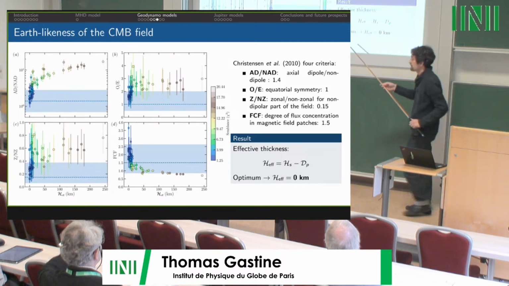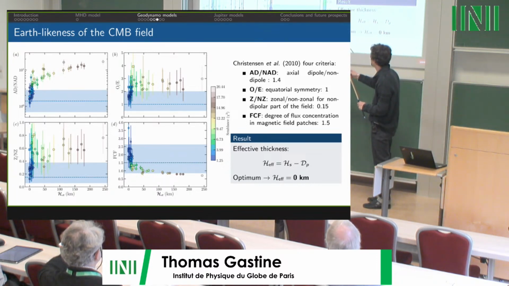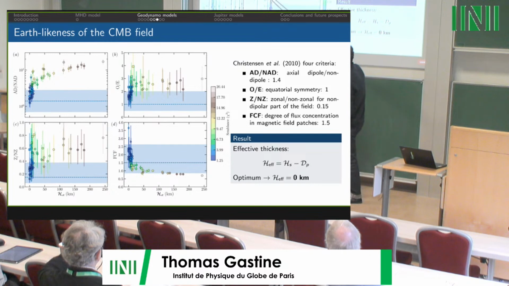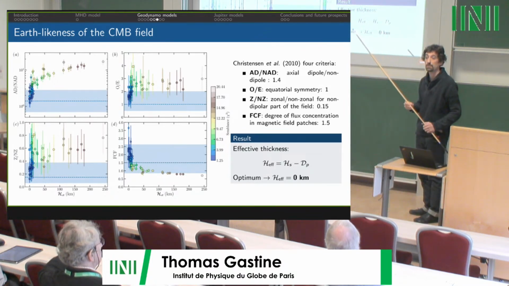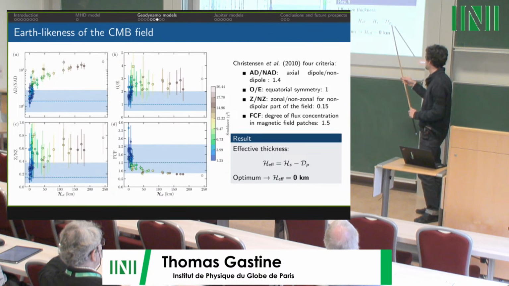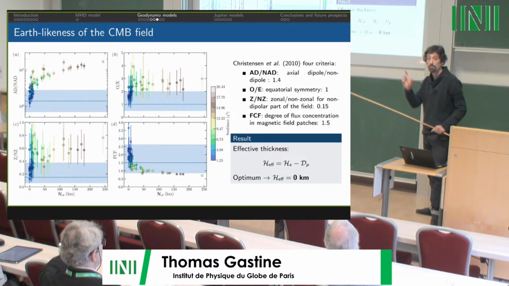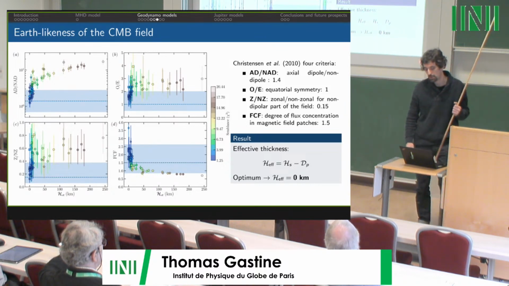And so all the best Earth-like models are blue here. And you see that for all individual rating parameters, the best fit is obtained very close to 0. So in other words, it means that HF has to be 0 to find the best Earth-like model. So the penetration distance has to be equal to more or less the thickness of the stable layer.